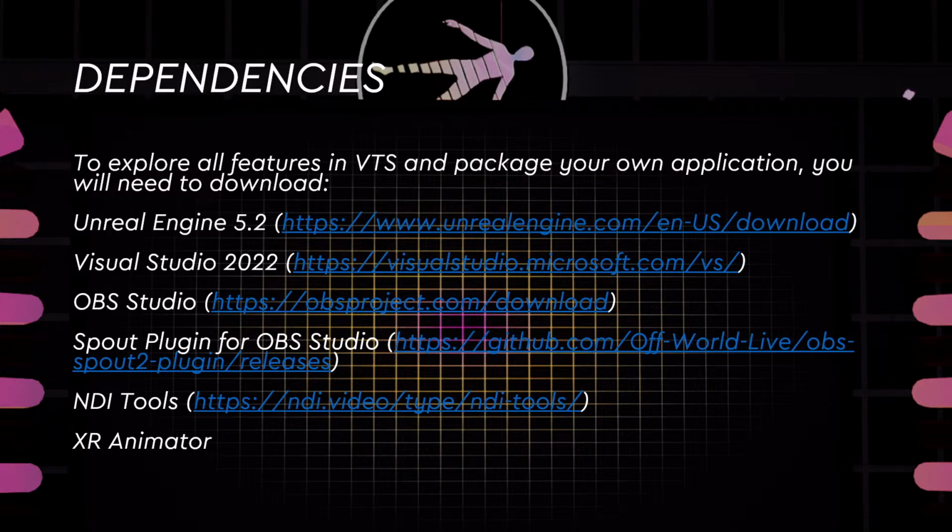And then to allow yourself to test different streaming capabilities, you are also free to use OBS to see if you can receive any Spout input from Unreal. Using this plugin, you'll be able to receive Spout feeds from Unreal. We've also got NDI tools if you want to explore that a little more. And finally, we have the XR Animator. So we're going to be focusing primarily on that today.